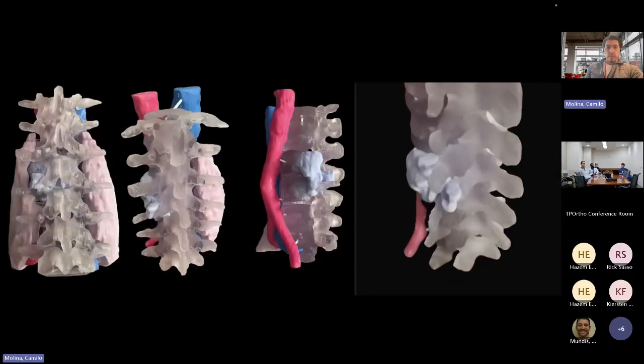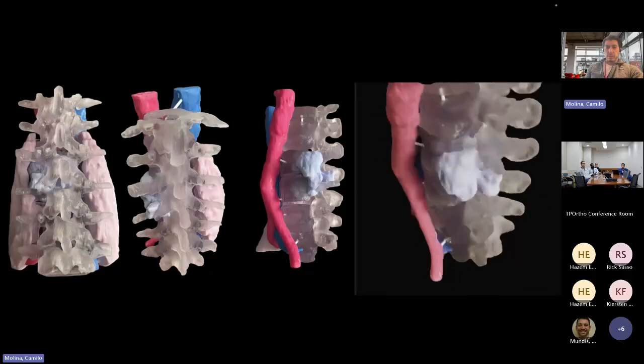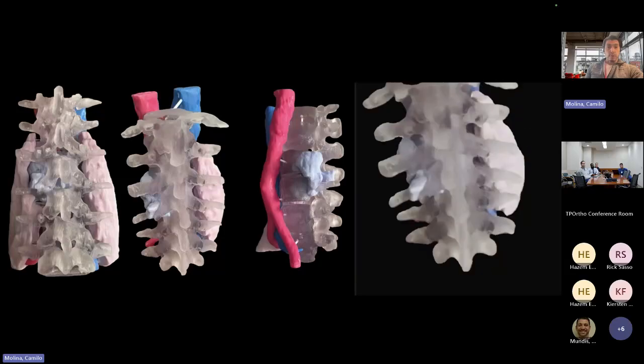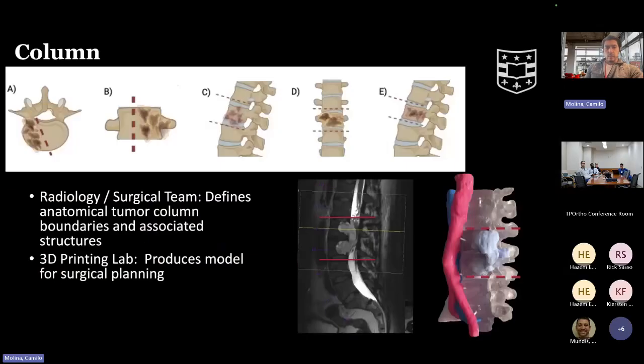We made the model. Here's the model. It allowed me to understand the proximity of the tumor to the vessels as well as the vertebra, because the entire vertebra, of course, has to come out. And we were able to design a plan. So we look at the first part, the column. This classification system breaks this down, the column part, into what type of cuts you need to make into the anterior and middle column of the thoracolumbar and cervical spine to separate it from the rest of the spine.